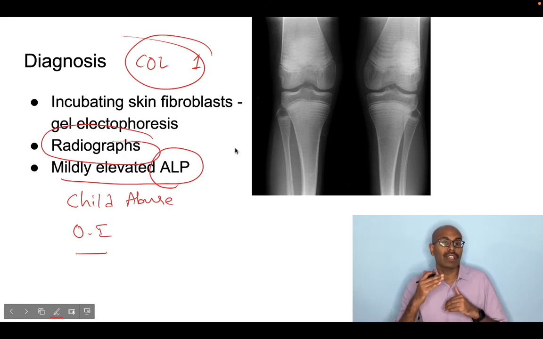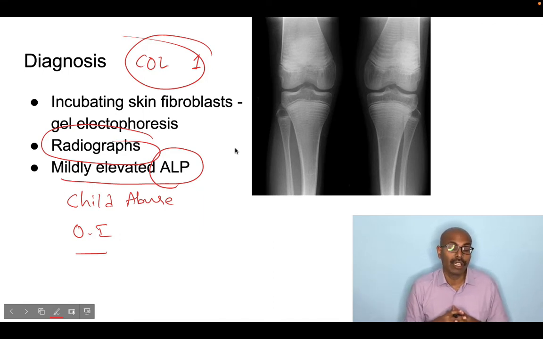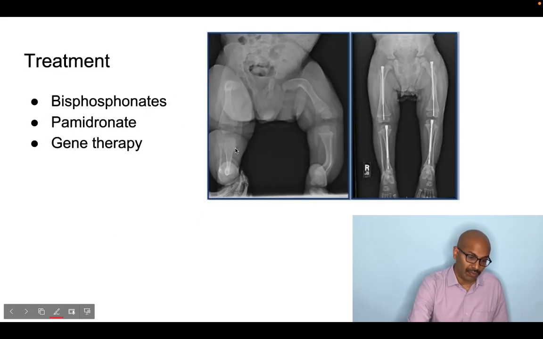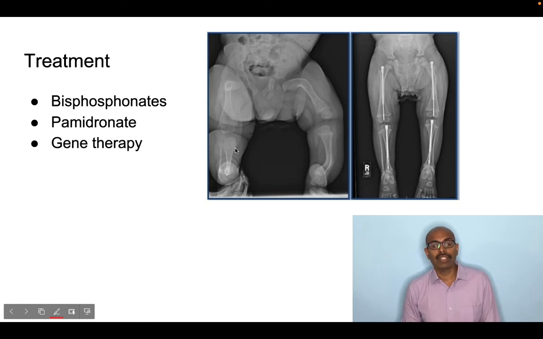It is elevated very highly in case of osteosarcoma, where a large amount of new bone formation is occurring. So mild elevation of alkaline phosphatase is one of the diagnostic features of this condition. Then what are the treatment options? Of course, the best way to treat it is gene therapy.